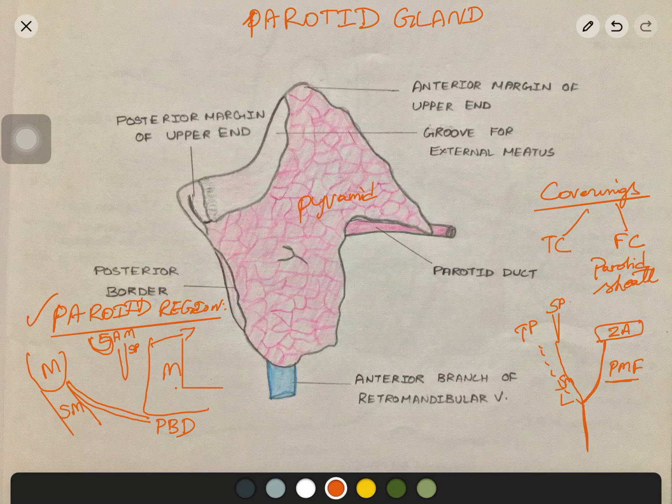So this superficial lamella is tightly adherent to the parotid. So only parotid swellings are painful because the swellings are not able to extend because of this parotidomasseteric fascia. So we have to draw this parotid gland inside this false capsule like this. So this is the parotid gland. So we have now understood the coverings of the parotid gland.